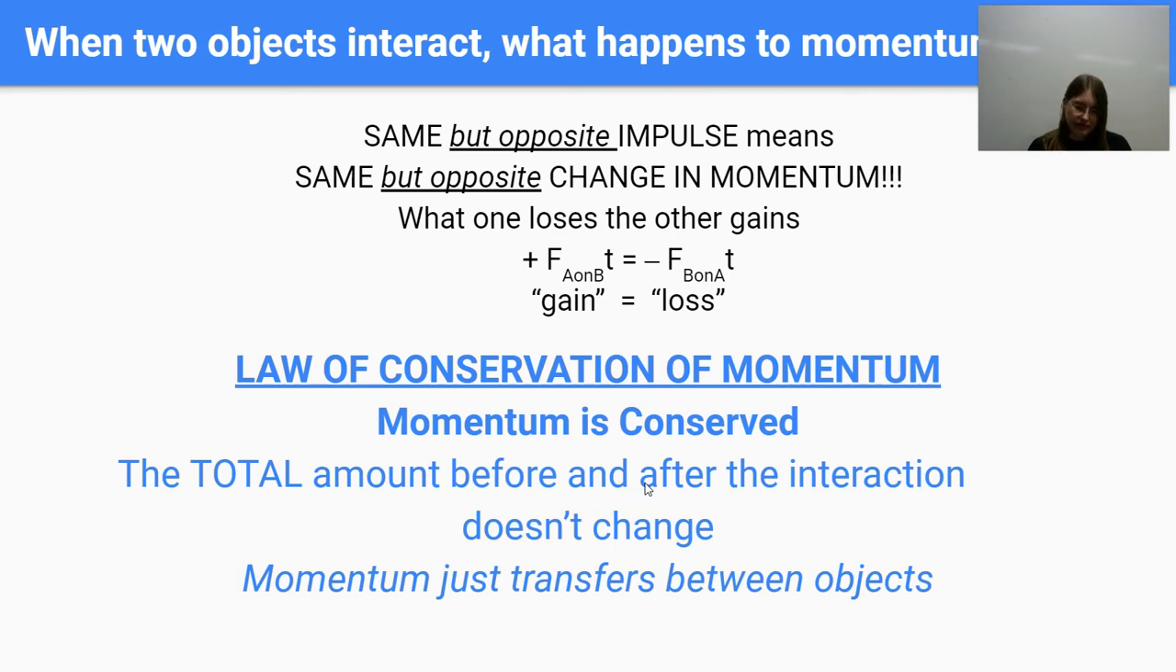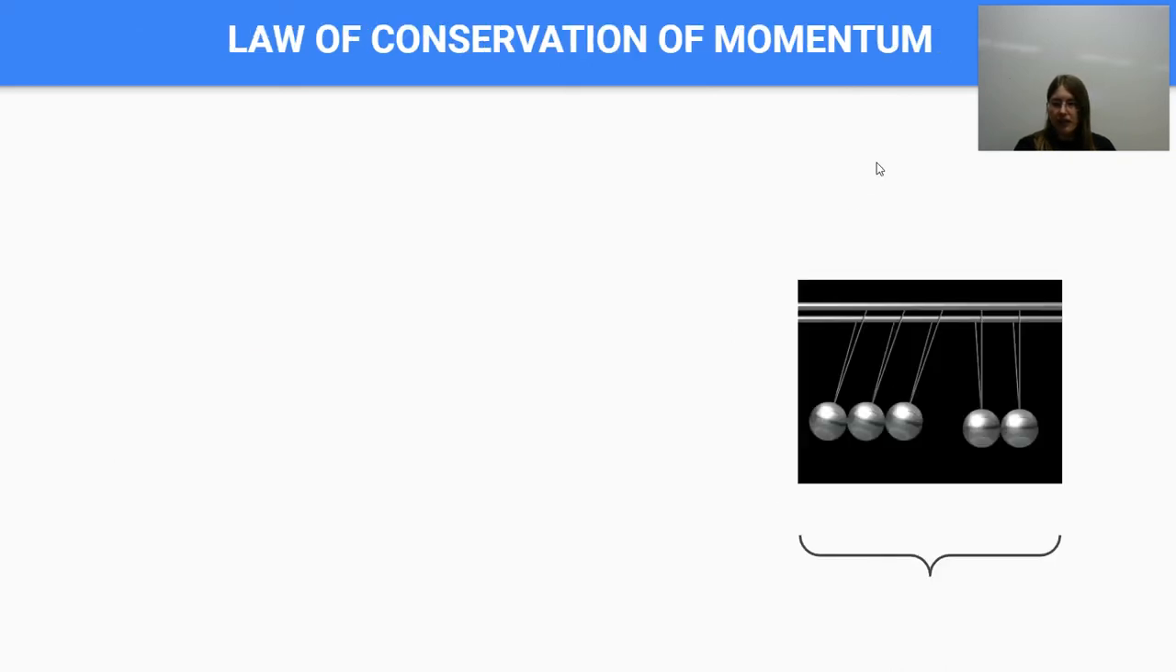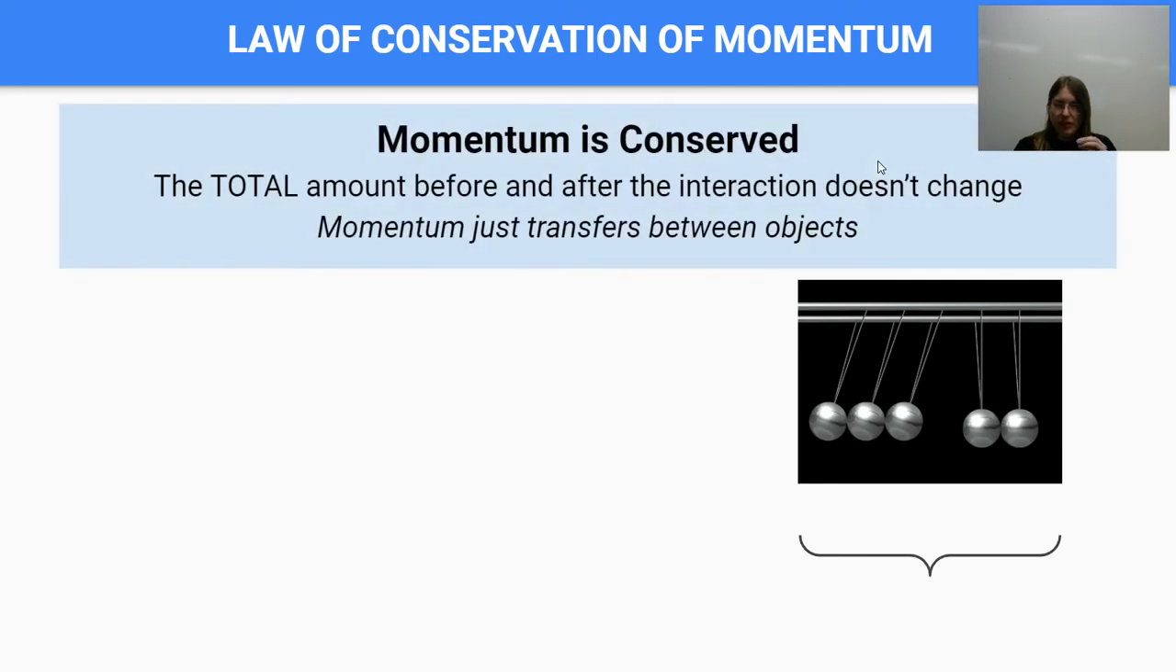Now this is primarily because of conservation of energy, which we haven't covered yet. But it is, in fact, also conserving momentum, which is a very powerful tool for us. So clarify this. Momentum is conserved. The total amount before and after an interaction doesn't change. It's just transferring. But that's only true if what?